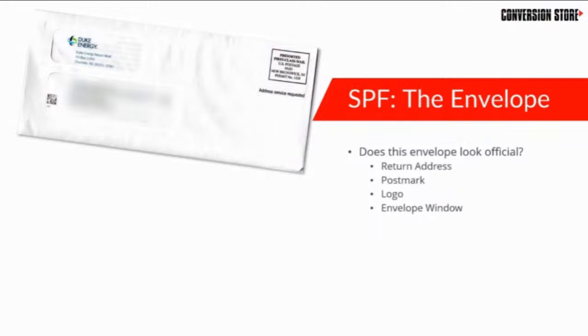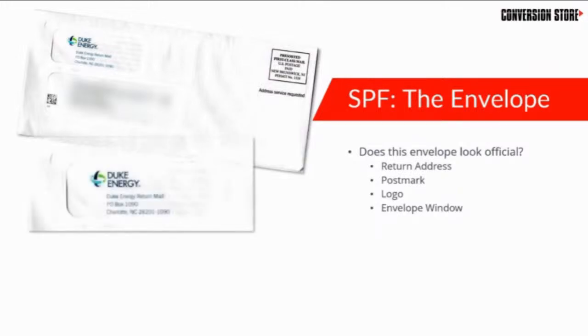Basically, it's just a text entry that says, "Hey, what are all of the email applications that this company owns that are going to be sending from this particular domain name?" So if I'm sending from Duke Energy and I'm using Marketo, I want to make sure I send a note in my Duke Energy domain name that says, okay, Marketo is a tool that we use. And that's kind of like the return address that you see on the envelope.